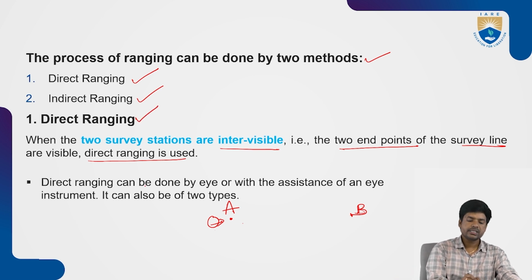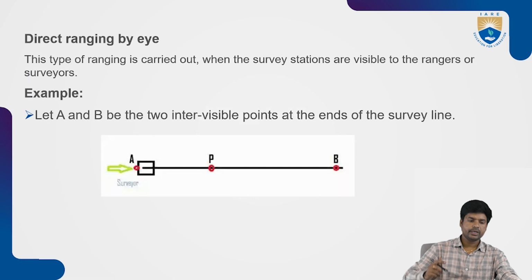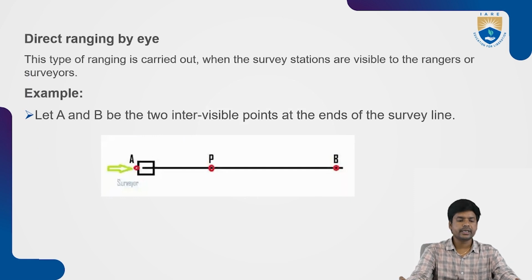Direct ranging can be done by eye or with the assistance of an instrument. So this particular direct ranging can be done with the use of the eye, or else by using an instrument. We are going to have two types in direct ranging. The first one is ranging by eye, or else we can do the ranging by instrument. Now coming to the first one, direct ranging by eye.